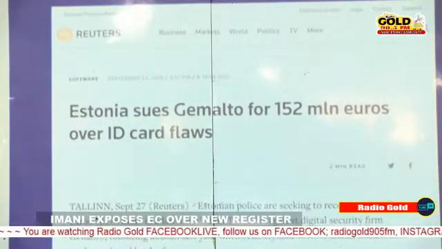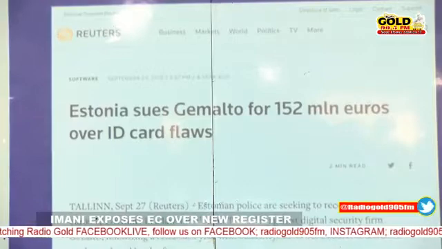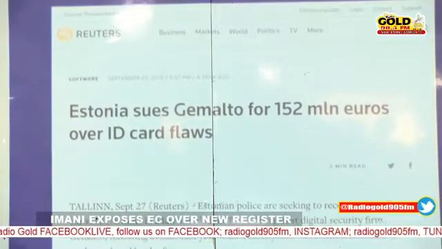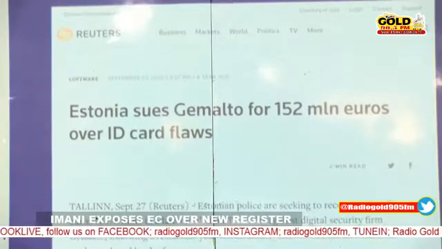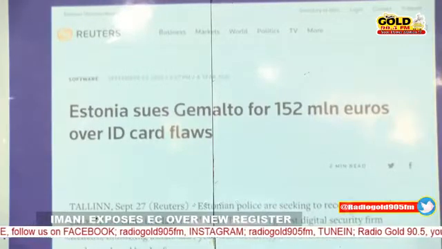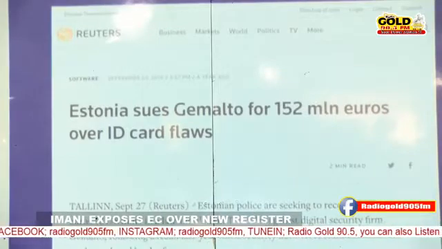Remember, this company has bought a company called Gemalto. So when I say Thales and Gemalto, I'm talking about the same company. Gemalto was bought by Thales. This is a company that went to Estonia, told them they can do ID cards for them. Did something so bad that the government couldn't use it. And the government is suing them for 150 million euros.